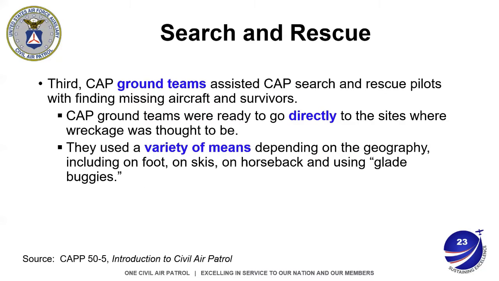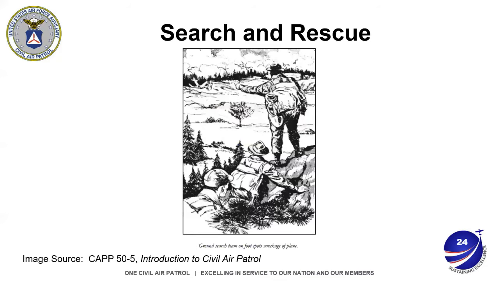Third, CAP ground teams assisted CAP search and rescue pilots with finding missing aircraft and survivors. CAP ground teams were ready to go directly to the sites where wreckage was thought to be. They used a variety of means depending on the geography, including on foot, on skis, on horseback, and in Florida, using what are called glade buggies. This illustration here of a ground search team on foot spotting the wreckage of a plane is from CAPP 50-5, Introduction to Civil Air Patrol.